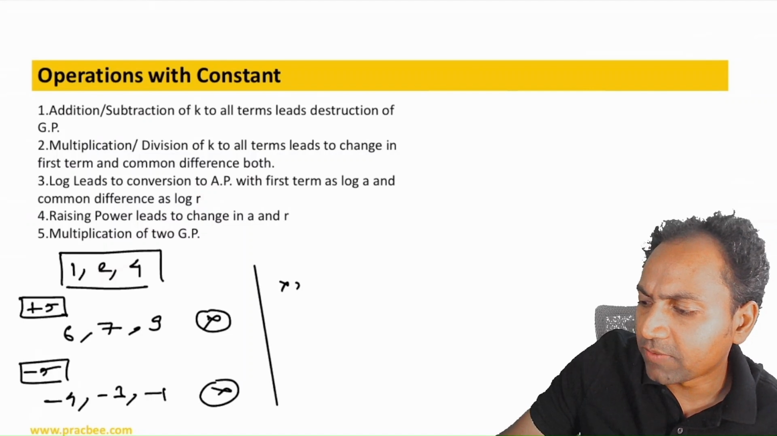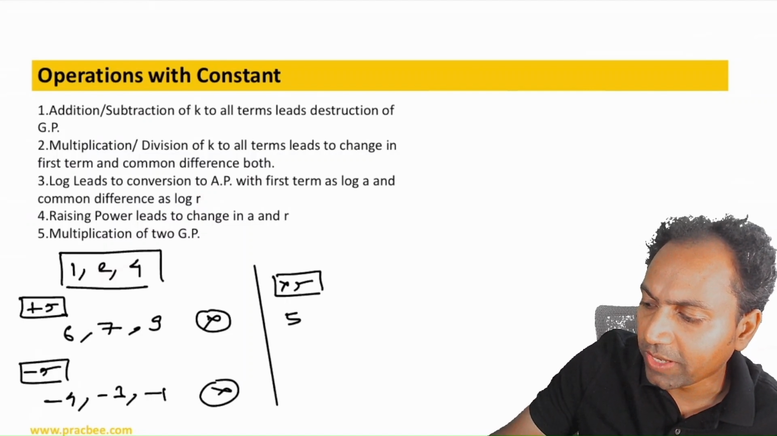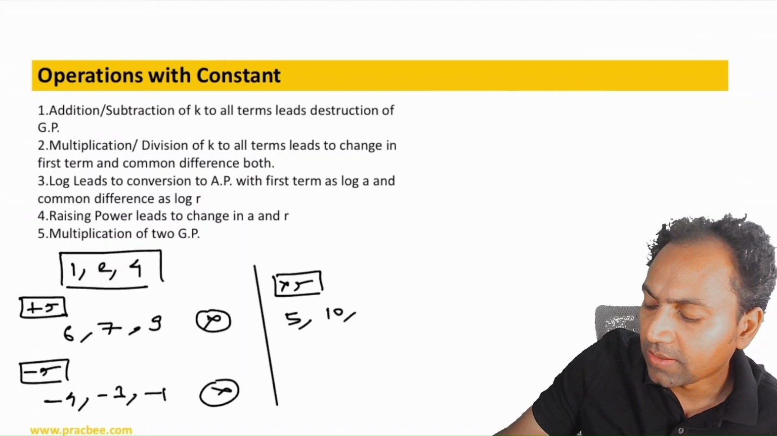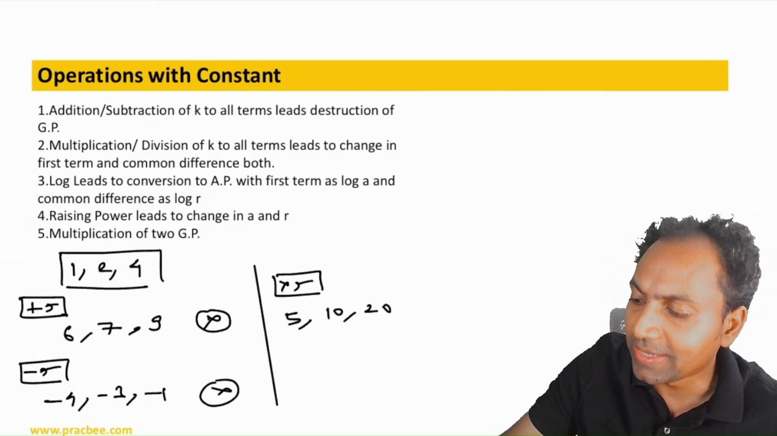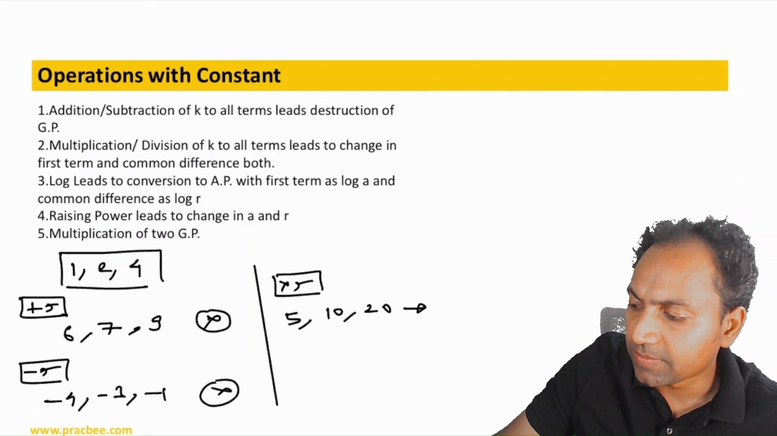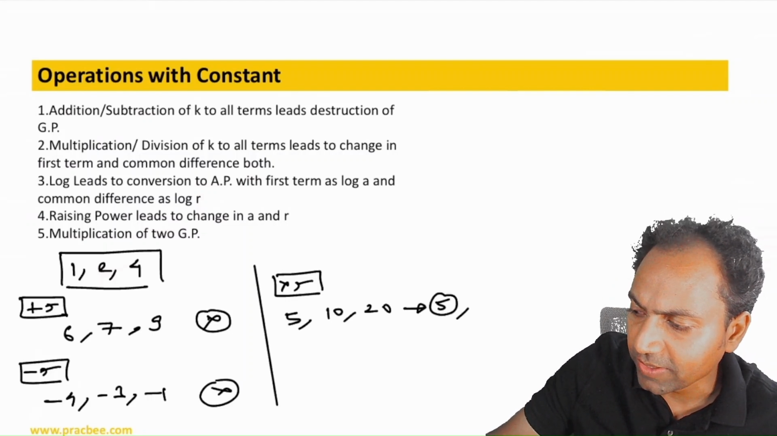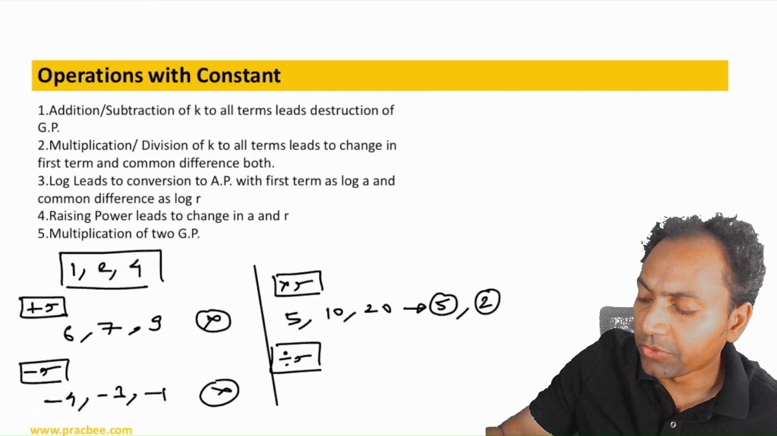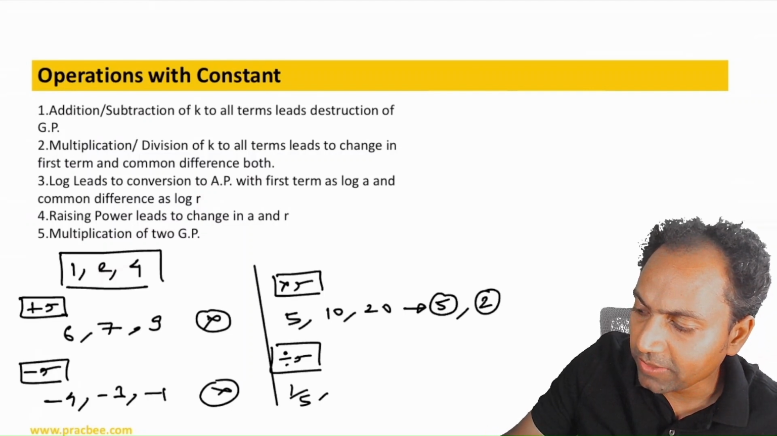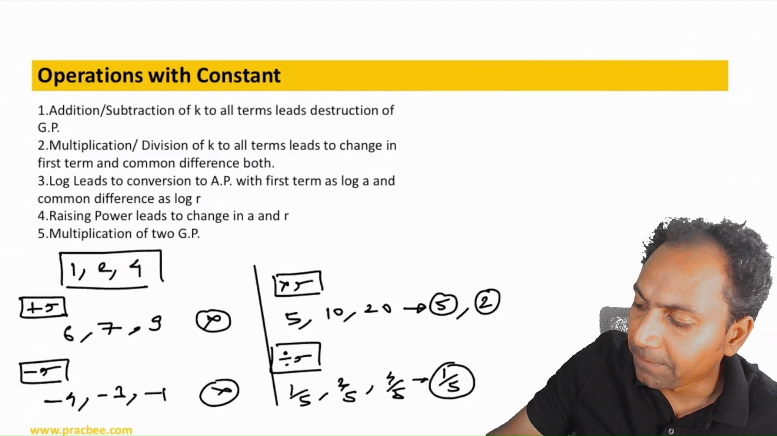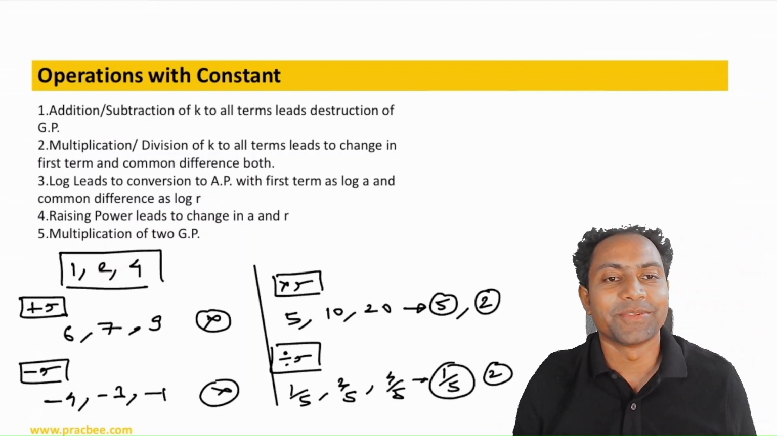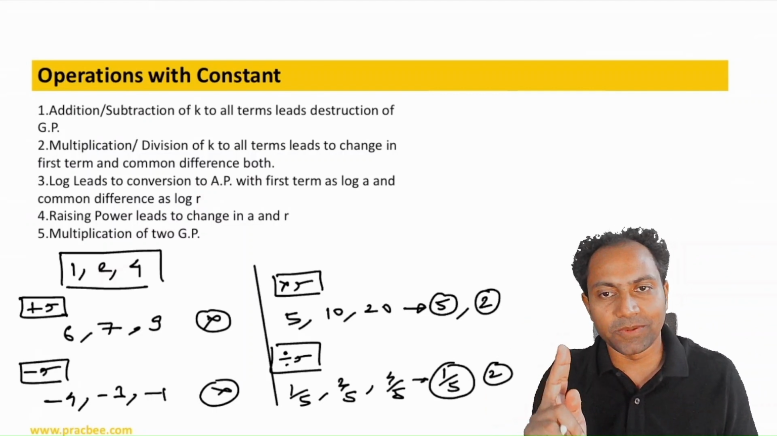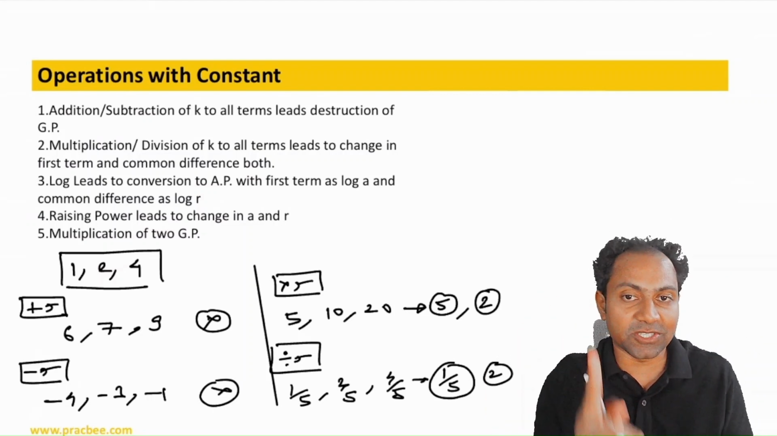But if I multiply with 5, something magical happens. It becomes 5, 10 and 20. You can see that it is again in GP and the common ratio remains the same. Only the first term has changed, has become 5 times, and the common ratio still remains the same. If I divide by 5, this becomes 1 by 5, 2 by 5 and 4 by 5. Still the first term has changed, but the common ratio has remained the same. So in addition and subtraction, it will no more be in GP. For multiplication and division, it will be in GP, just the first term will change.